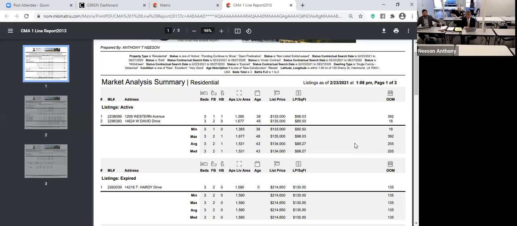What the price point is, huh? Sure. So I can see what they're asking, right? I can see what their list price is. I can see what their list price per square foot is, right? These are actual real numbers. And I can see their days on the market. Are they under contract? No.